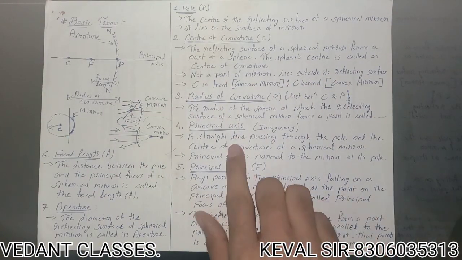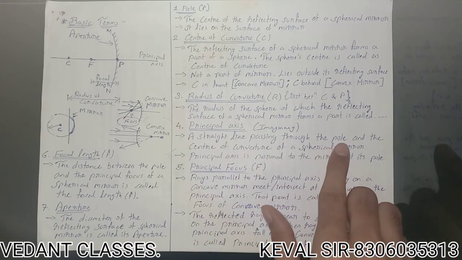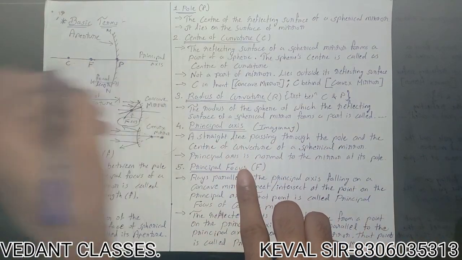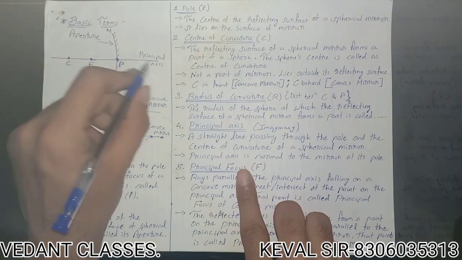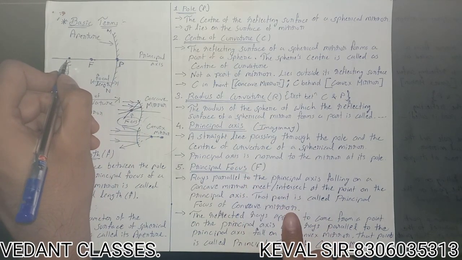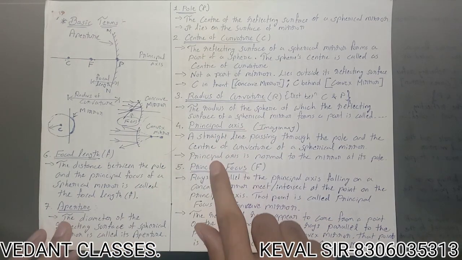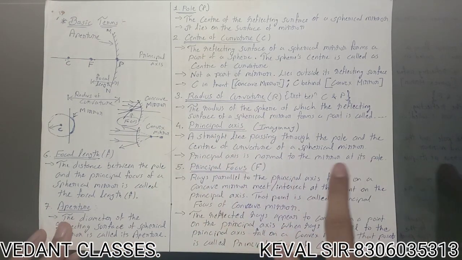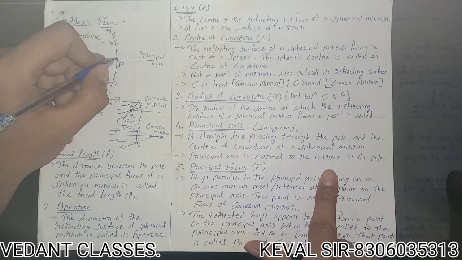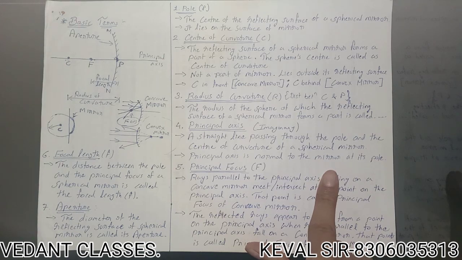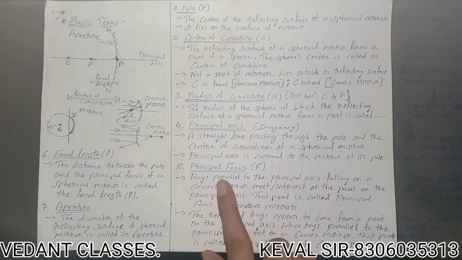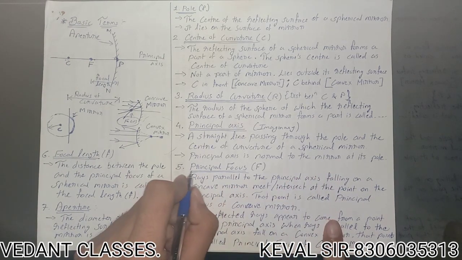Okay, now principal axis: a straight line that passes through the pole and the center of curvature, C, is known as the principal axis. Principal axis is an imaginary axis. You can see that the principal axis is normal to the mirror at its pole. If you are considering a surface like this, then the principal axis will be normal to the mirror at the pole.